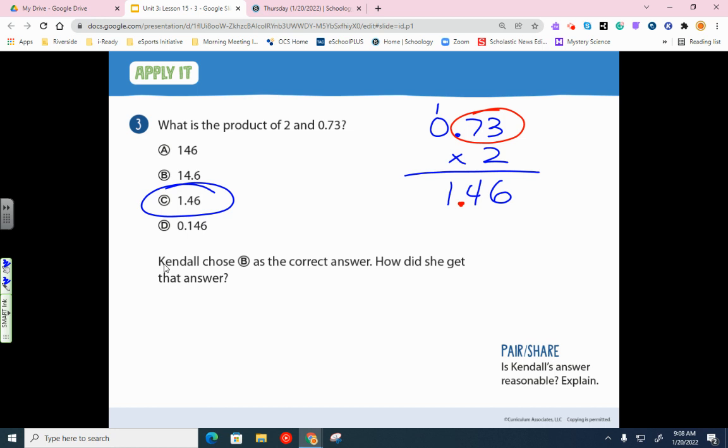Kendall chooses B. 14 6/10 is the correct answer. How did she get the answer? She put the decimal point in the wrong spot. And that's simply, again, place value is really powerful in that if you move a number to a different place value, it drastically increases or reduces it. So 14 6/10 is definitely bigger than 1 46/100ths.